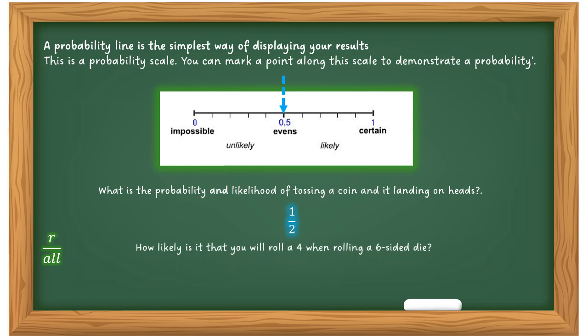So how likely is it you will roll a 4 when rolling a 6-sided dice? You can see there's only one 4 on a dice, so you've got a 1 in 6 chance. And where would that fit on the probability scale? Well, it's unlikely you're going to roll a 4. If you imagine splitting that into 6 parts, you would see that 1 in 6 would be around here somewhere. So it would be in the unlikely area. So these are the main areas on the probability line.